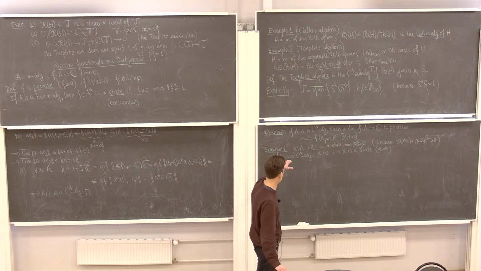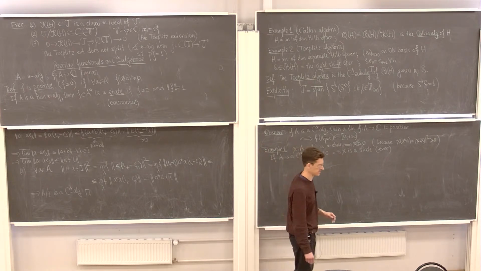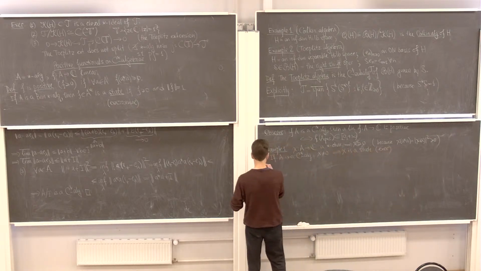So here, in the first part of this example, we don't assume that A is a C-star algebra, just a star algebra. But indeed, for C-star algebras, we know that every character is a star character. Okay, example 2.